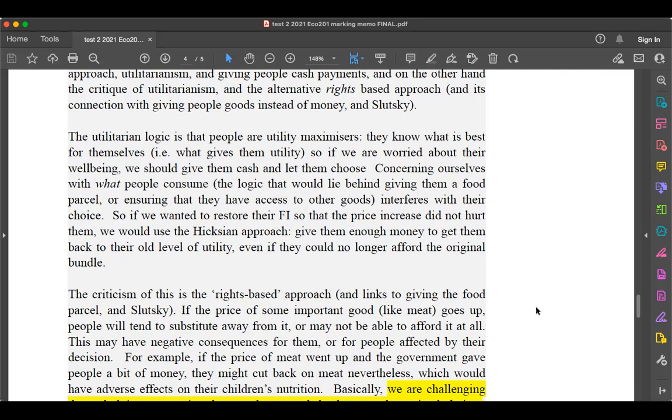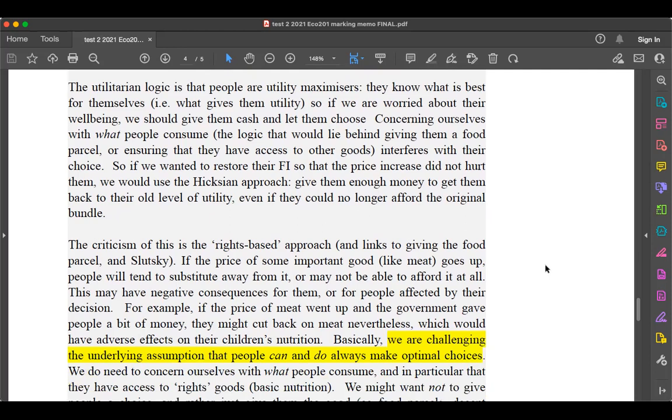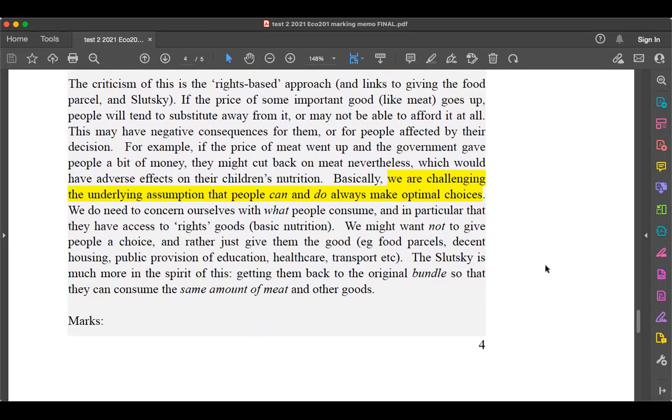So concerning ourselves with what people consume interferes with their choice. So if we wanted to restore their full income so that the price increase did not hurt them, we would use the Hicksian approach, which is to give them enough money to get them back to their old level of utility, even if they could no longer afford the original bundle. So that is the utilitarian logic. So utilitarian is all centered around how do we make the consumer happy? How do we make it about the consumer, right? How do we ensure that the consumer is getting the best option for them that will satisfy them?